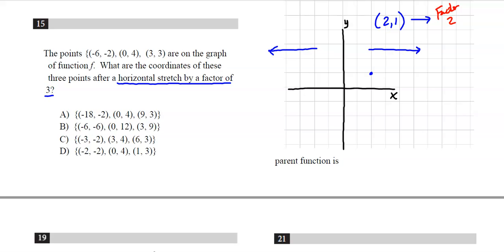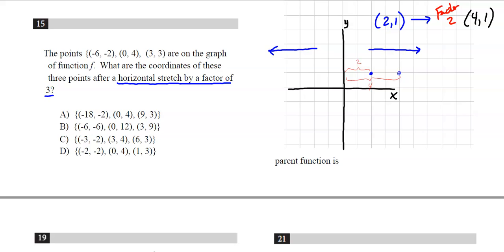So that means that instead of being 2 spots away, I'm going to yank it out twice as far, and the new point is going to live out here, and it's now going to be double that. It's now going to be 4 spaces away. So the new place is going to be at 4, 1. That's going to be the new position.